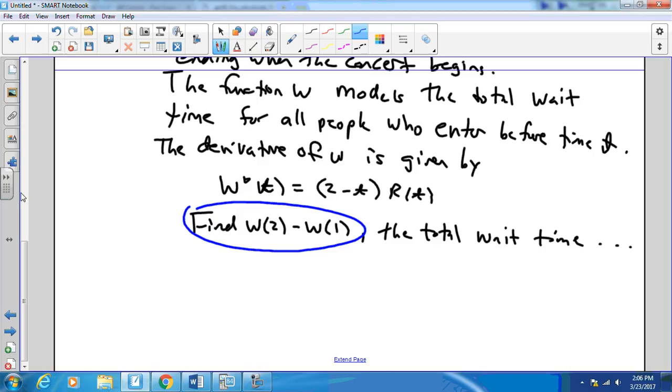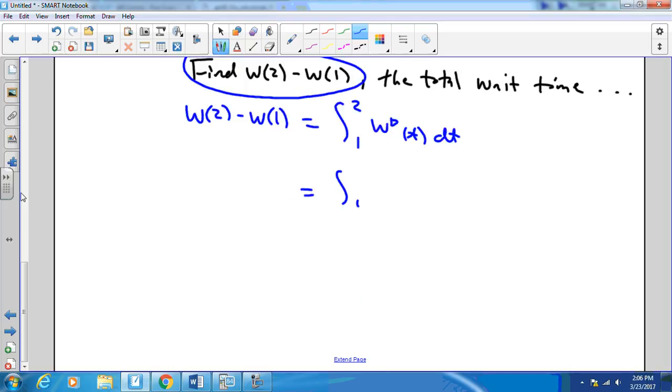When I look at that W of 2 minus W of 1, and I see the information that is given to me, the information that is given to me is a bunch of stuff about how the wait time is computed, but also W prime. What do you see? Yeah, that's exactly right. So I don't need all of this background information to even solve the problem. All that I need to know is that the integral of a rate gives me the total change.